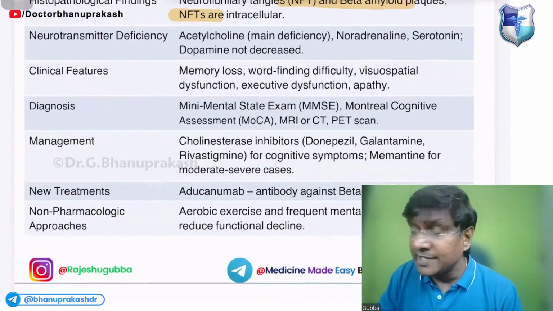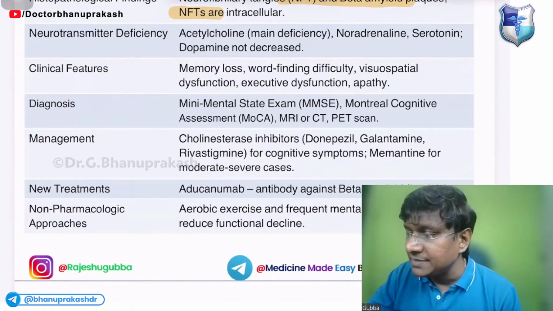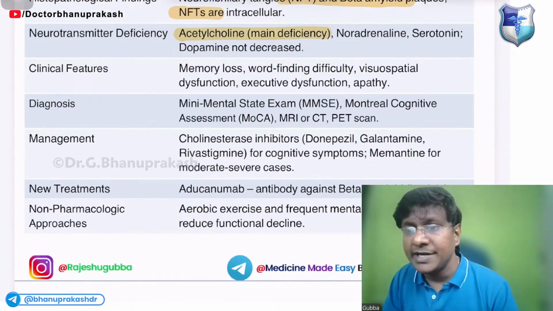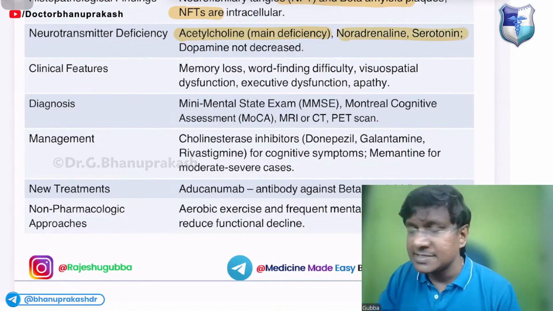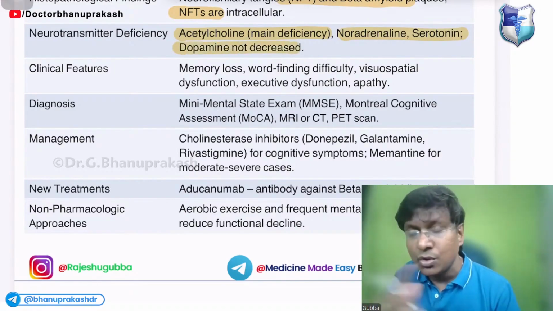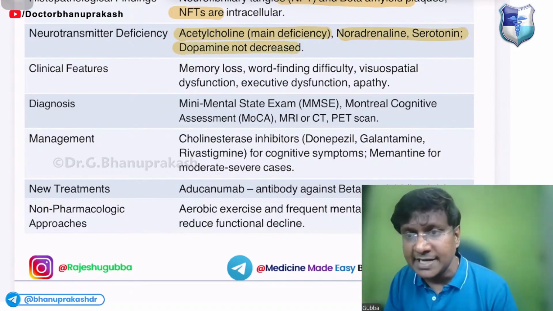And the neurotransmitter deficiency that you commonly observe in these individuals is acetylcholine deficiency. That is the main deficiency. The other neurotransmitters that are defective will be noradrenaline and serotonin. But please remember, dopamine is not decreased in case of Alzheimer's.